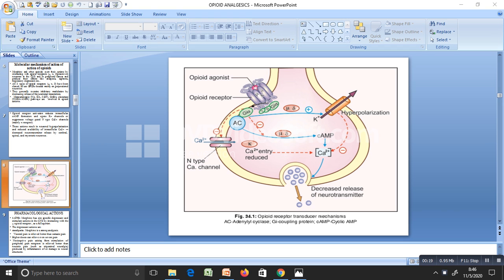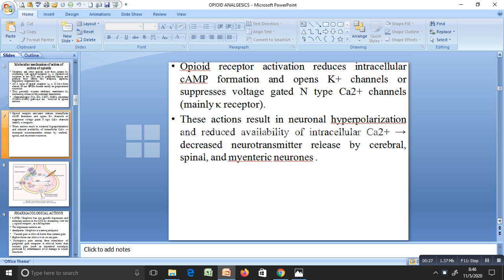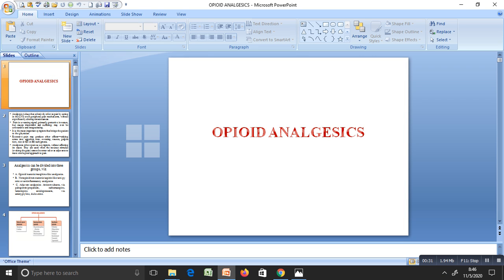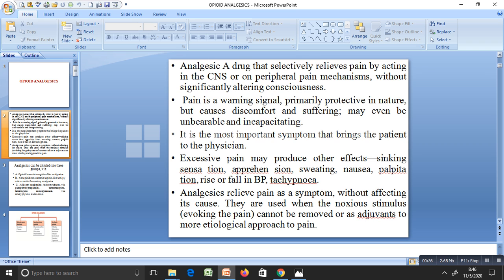In the last classes, we were discussing the NSAIDs. What are NSAIDs? NSAIDs are non-steroidal anti-inflammatory drugs. Before going into opioid analgesics, let's recollect what an analgesic is, for what purpose we are taking an analgesic, and what the various types of analgesic are. Just an introduction, then we can go into our topic, that is opioid analgesics.